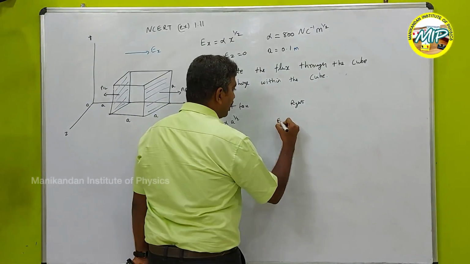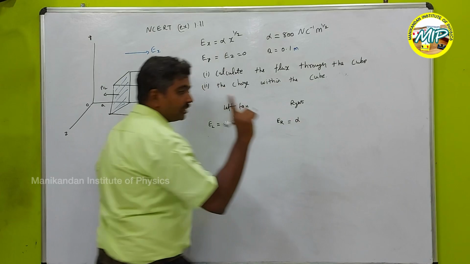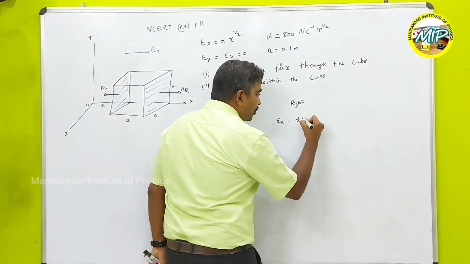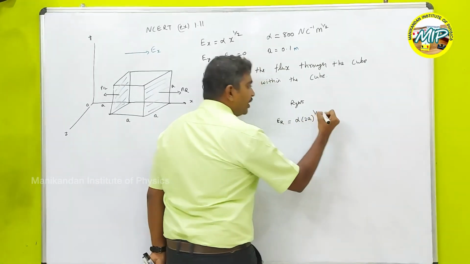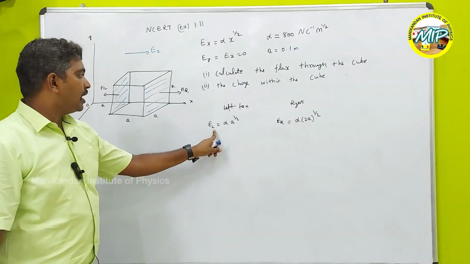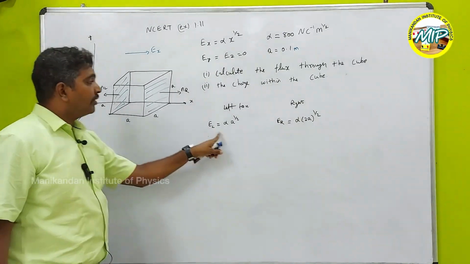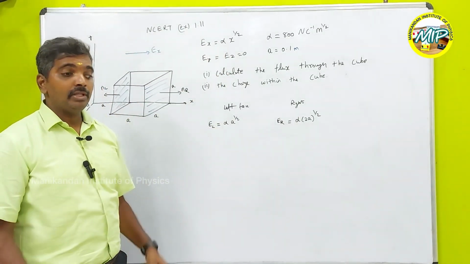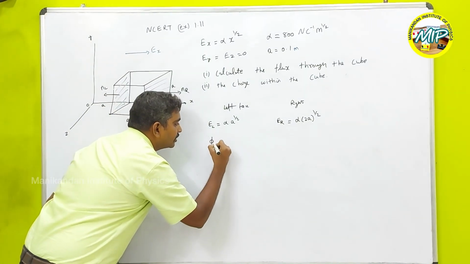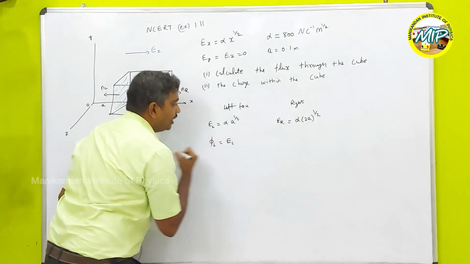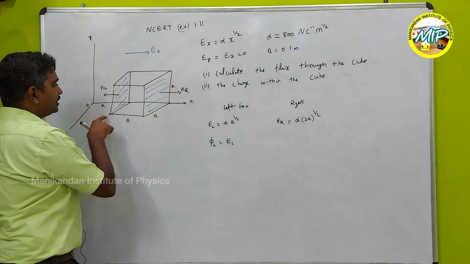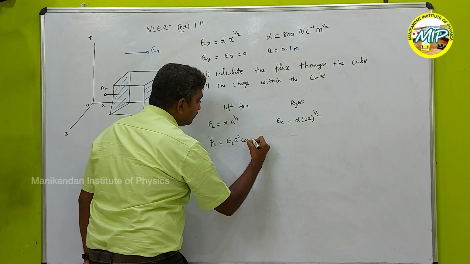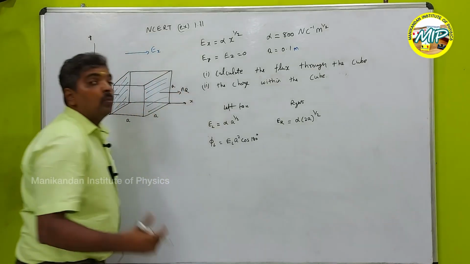ER equals alpha times, this is A, and again another A, so I can simply write 2A to the power 1 by 2, right? So this is the electric field along the left face, and this is the electric field along my right face. Now what is my flux through the left face? The flux through the left face I can simply write as EL times the side length squared, A square, times cos 180 degrees. Sir, why cos 180?